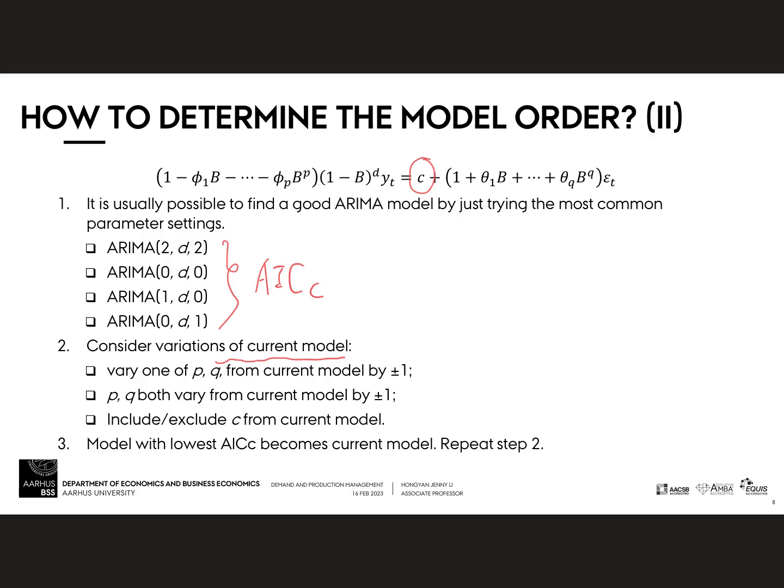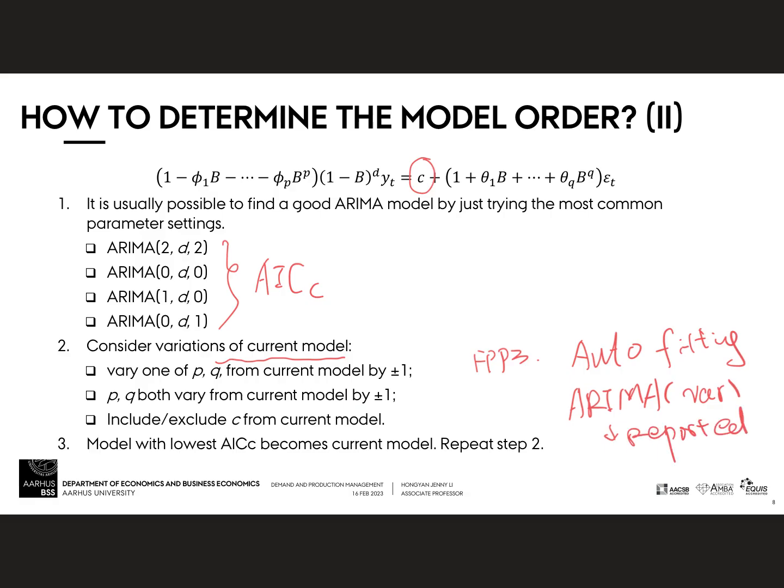In the fpp3 package, you can always start with the auto fitting. Basically, you just call ARIMA with a variable, and then you get a reported model. The reported model already shows you the p, q, and d values, and then you can go to step 2. This is also a good starting point.